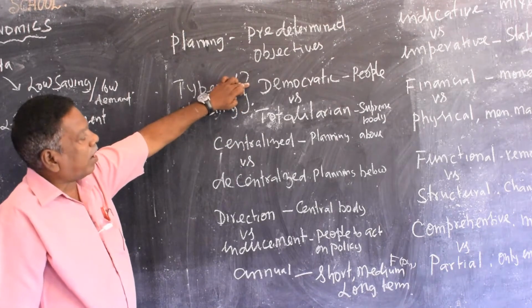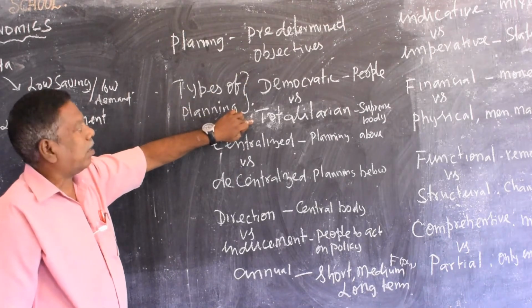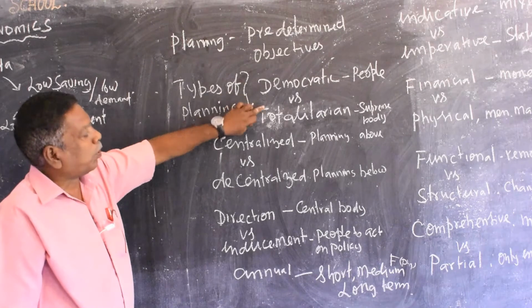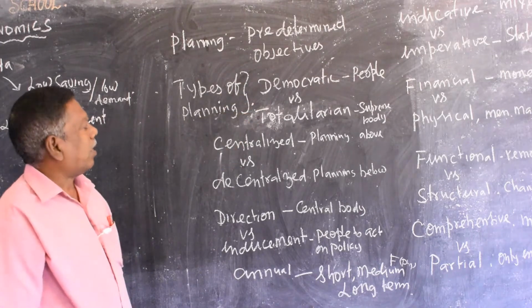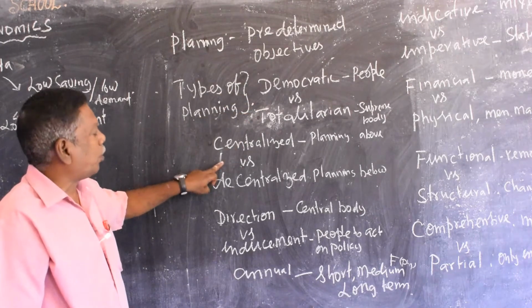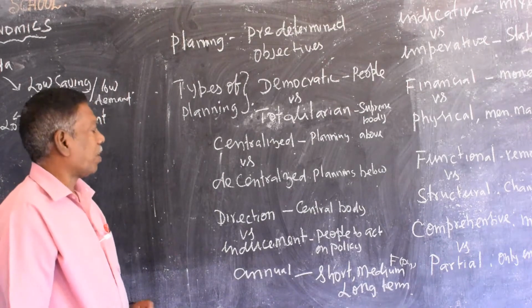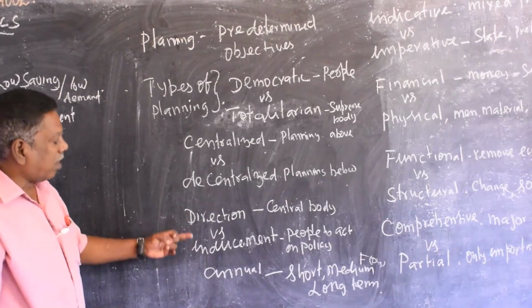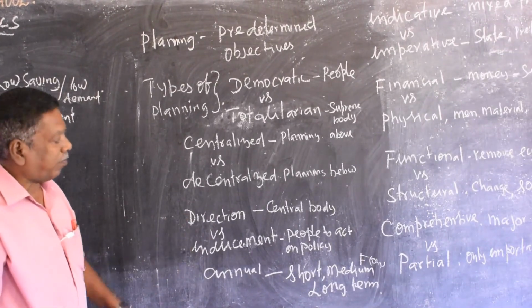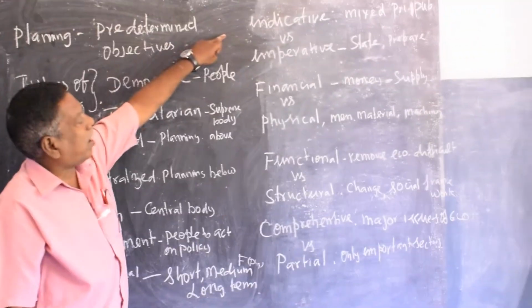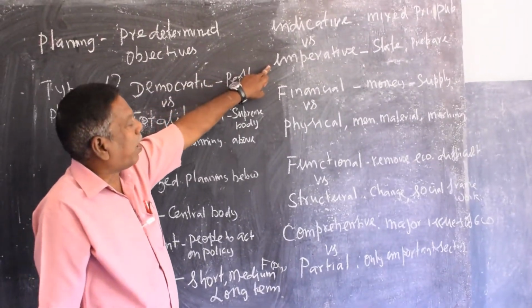First, democratic versus totalitarian planning. Democratic planning is opposite to totalitarian planning. Then centralized planning opposite to decentralized planning. Then directive planning versus inducement planning. Then indicative planning opposite to imperative planning.